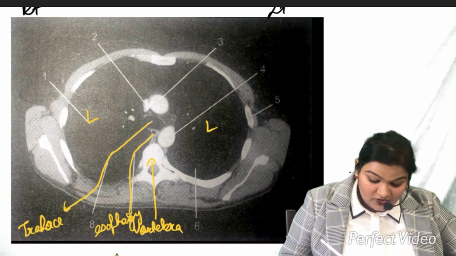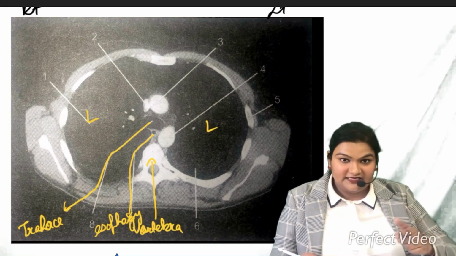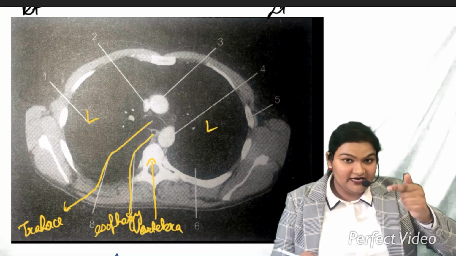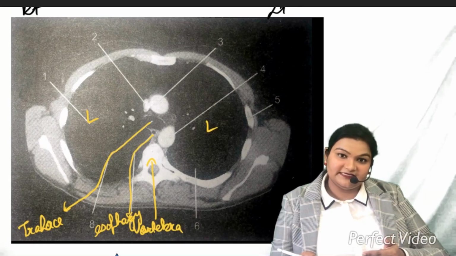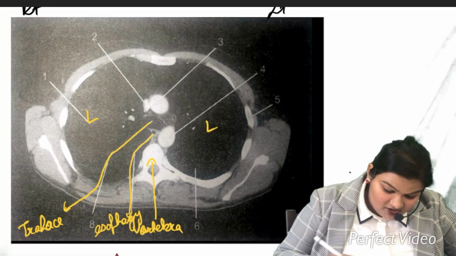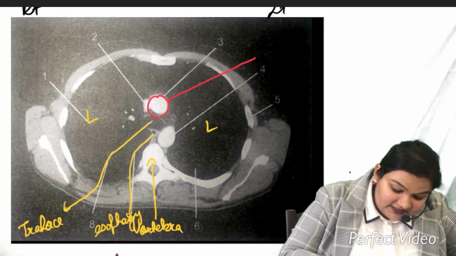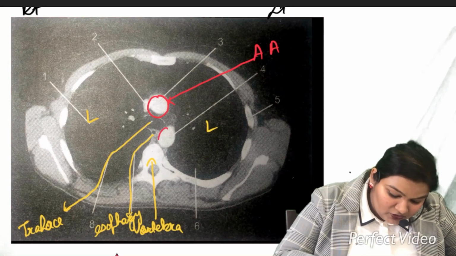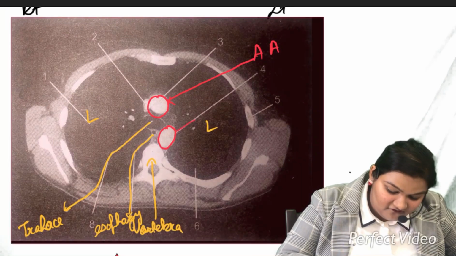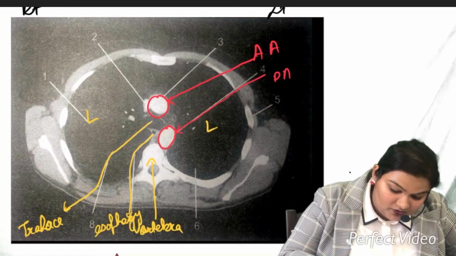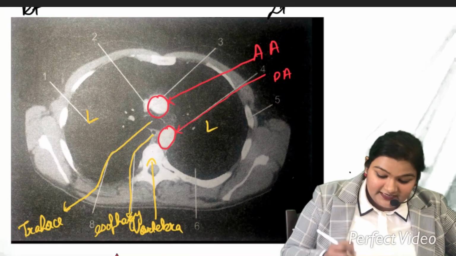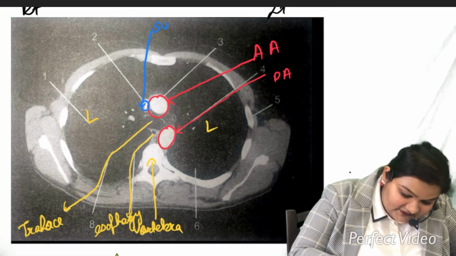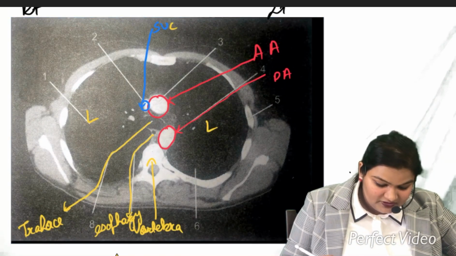Now at T4 level we have the ascending aorta and descending aorta. Because at T3, T4 we start in front with the ascending aorta, it arches at T3 and it again comes down as the descending aorta. So in front of the trachea we have an artery, and that is the ascending aorta, AA for ascending aorta. Diagonally to the trachea we have another artery, and that is the descending aorta. Just beside the ascending aorta, we have the superior vena cava. So this is SVC, our superior vena cava.